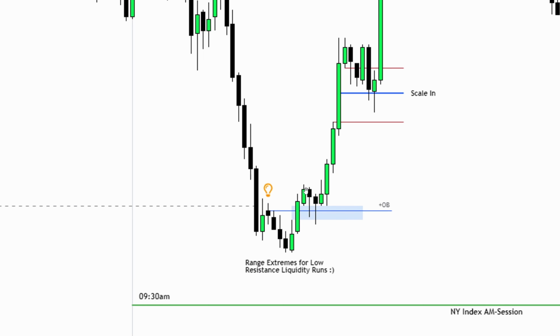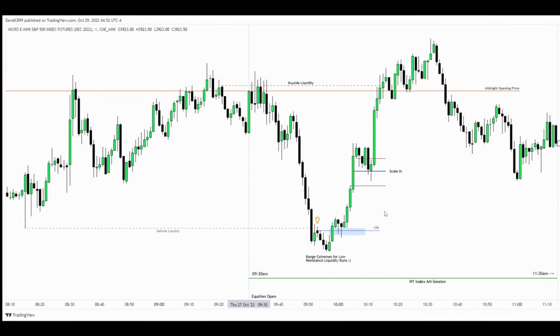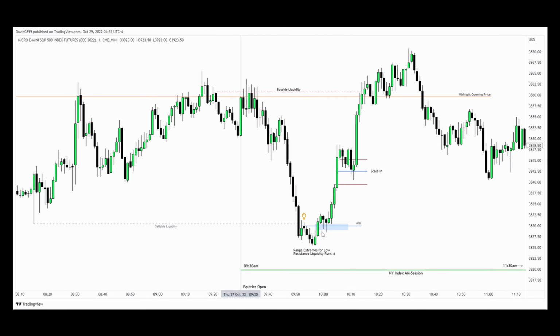Bullish market structure shift, 1-minute fair value gap to enter in confluence with this 4 consecutive candle bullish order block. Order flow is now turning bullish and is seeking buy side liquidity, and I'm aiming for those relative equal highs with buy side liquidity and or the midnight opening price.